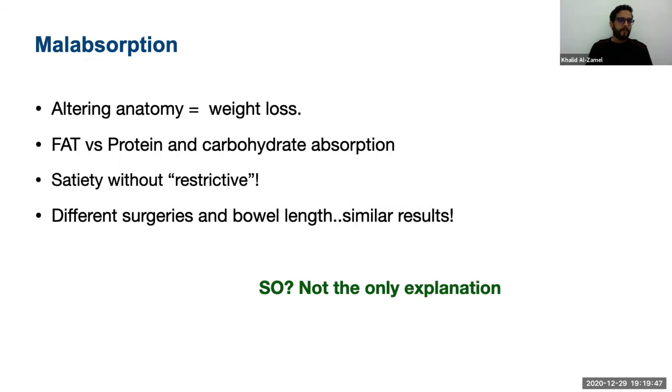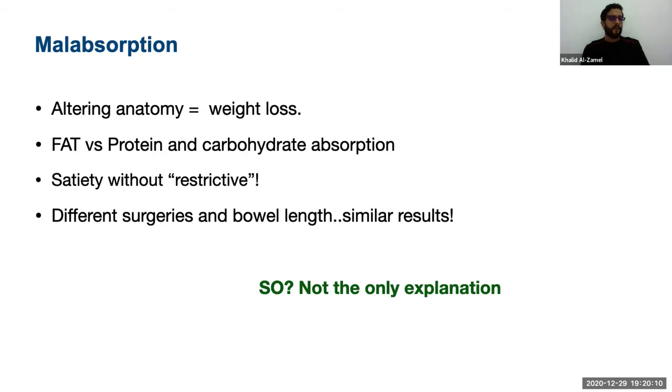This will happen in the form of fat malabsorption more than protein and carbohydrate absorption. And this is why bariatric surgery will conserve the consumptive energy at the expense of losing more fat, as measured by the fecal fat percentage before and after bariatric surgery.